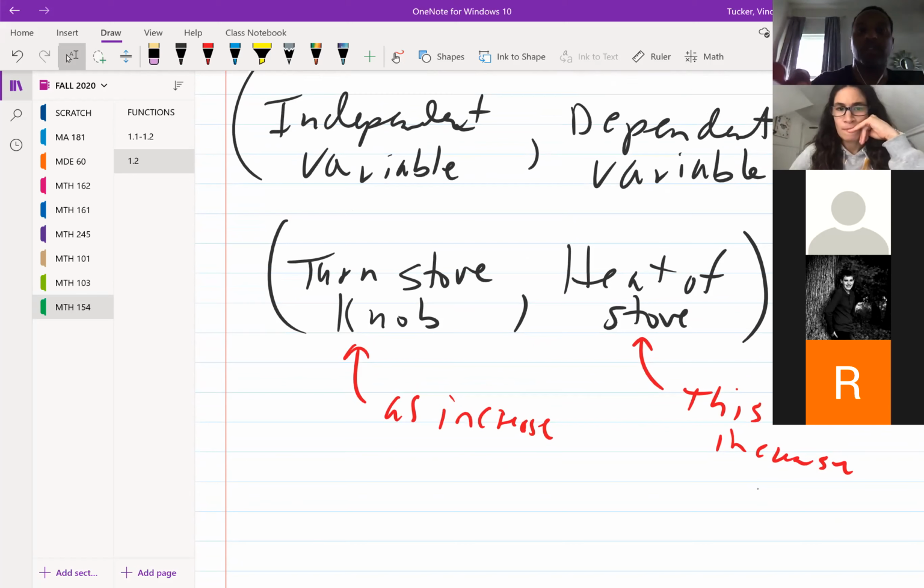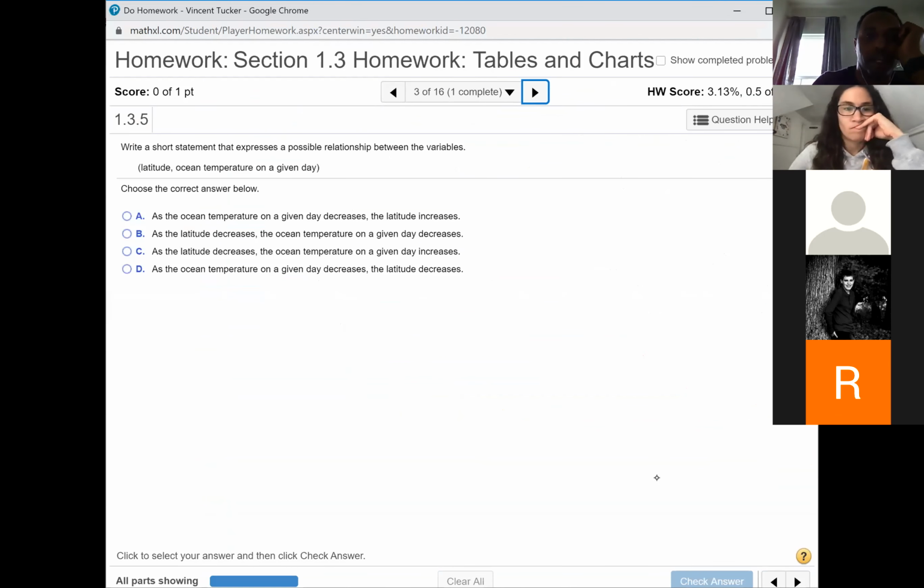All right. So the ones we should be looking at as options are B and C, because we're gonna say as the first one happens, then the other one occurs. So we're not looking at A and D as options unless they pull some okey doke on me. All right, so as the latitude decreases, the ocean temperature on a given day decreases. Latitude decreases. I'm not a map expert. I'm gonna go with that one.